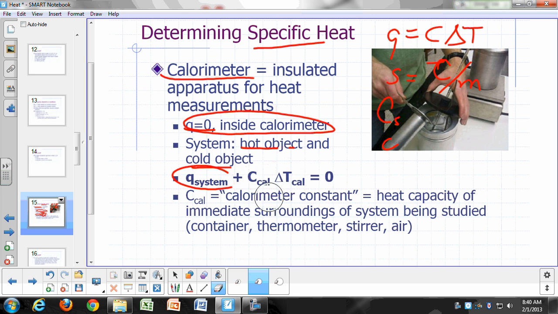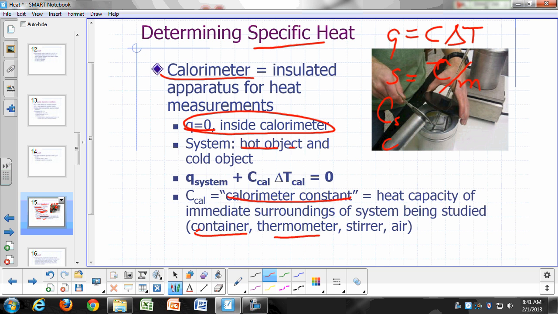Ccal, right here, is called your calorimeter constant. That's the heat capacity of the immediate surroundings of your system being studied. So that would be the container, the thermometer, the stirrer, and the air above your system. Okay? So everything else that's inside the calorimeter, we can lump it all together and have a heat capacity for all of those, and we call that your calorimeter constant. All right.